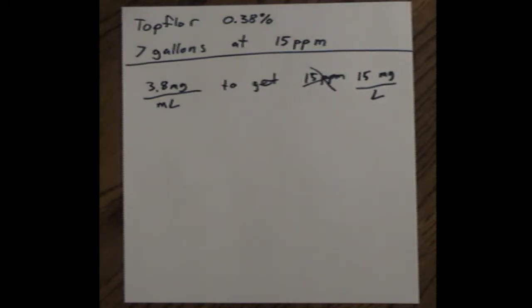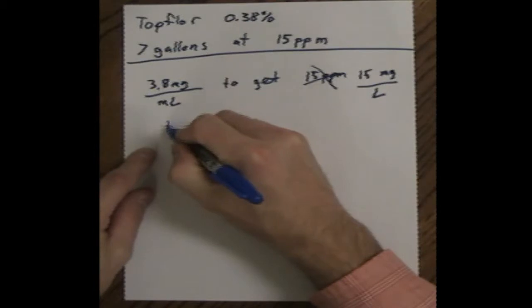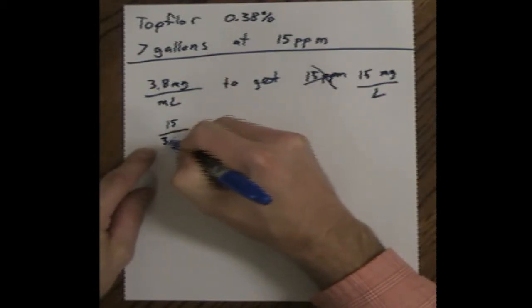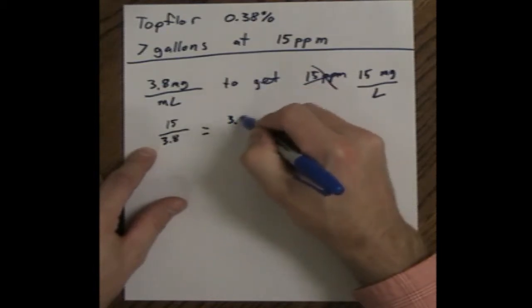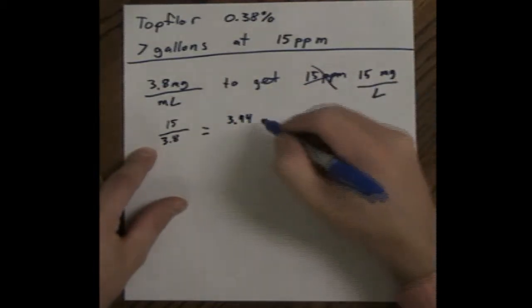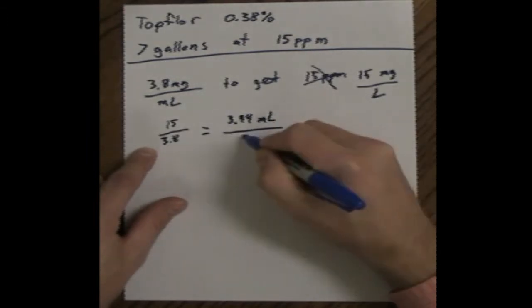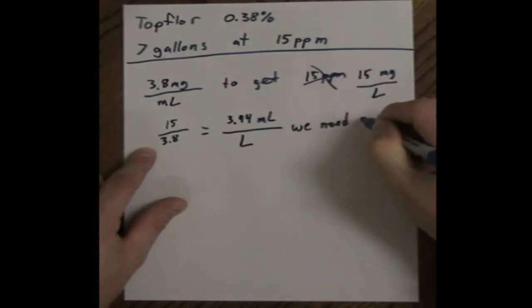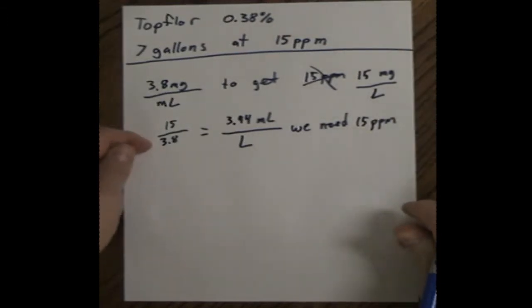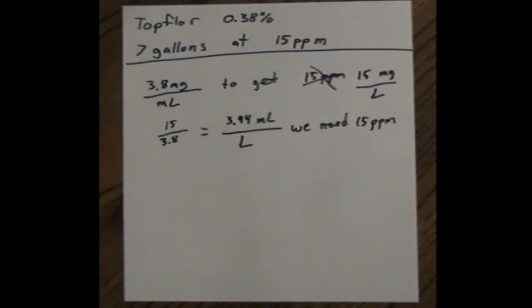So all we really need to do is take 15 and divide it by 3.8, and that will get us 3.94. And that's how many milliliters in a liter we need for 15 parts per million. Now that's great, we've got that in milliliters per liter, but like I said, we want 7 gallons of this, so we need to convert milliliters per liter to milliliters per gallon.